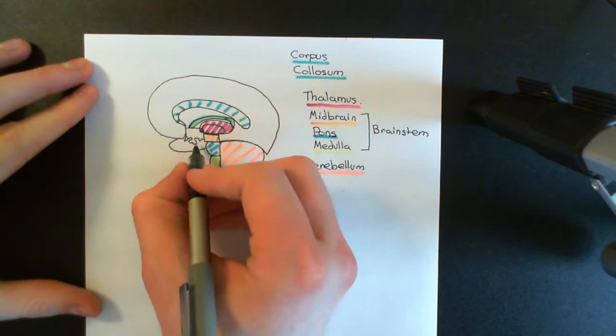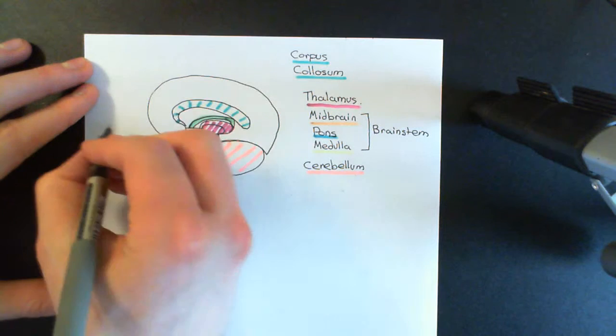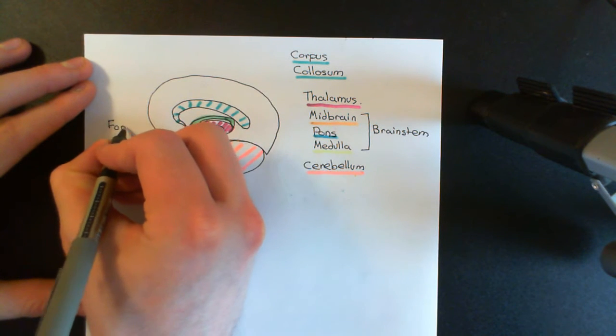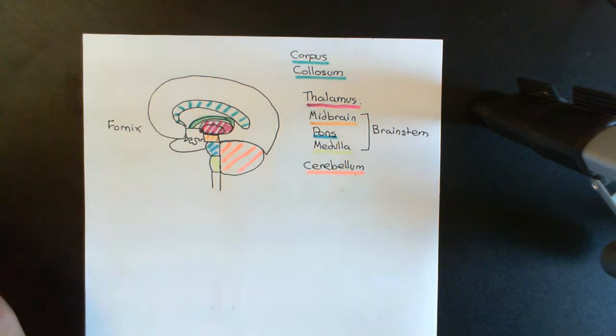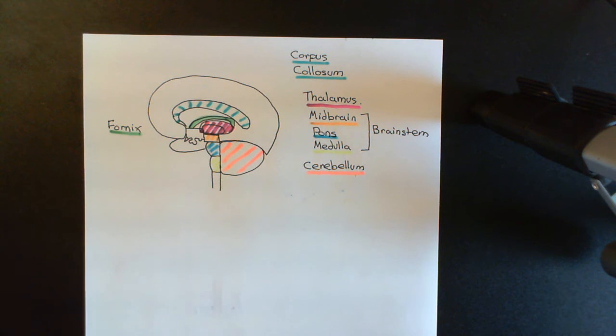So really, ideally, the fornix would be coming in above the mammillary bodies, but never mind, it's only a picture. So this is the fornix. Okay, right. So that's just basic neuroanatomy.